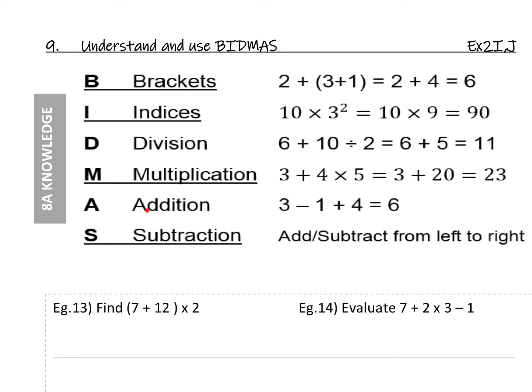Again, adding doesn't take precedence over subtraction. These are on a par. You just do them as you see them. You just do it from left to right. So in this example here, you don't do the adding first. You just do it from left to right. 3 take away 1 is 2, and 2 plus 4 is 6.